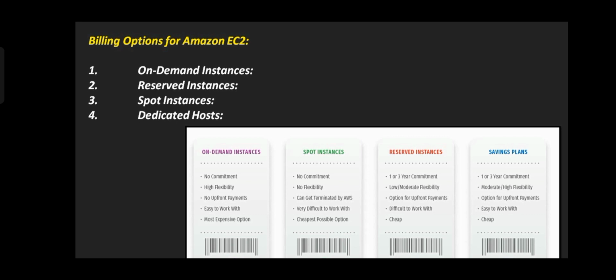Next are reserved instances, which involve an upfront payment and offer a significant discount on hourly charges, ideal for stable workloads with predictable usage. And third will be spot instances. It's like bidding for unused EC2 capacity at a potentially lower cost, which is very suitable for flexible and non-critical workloads.